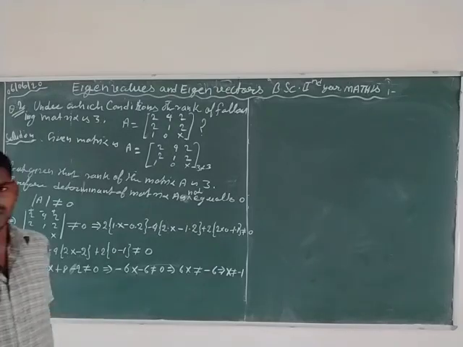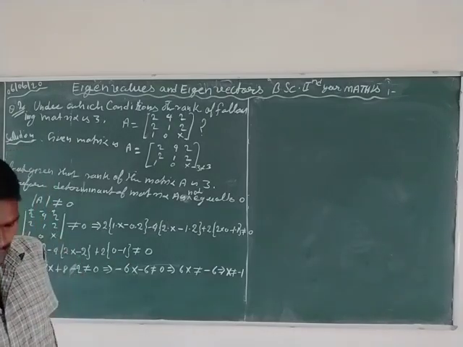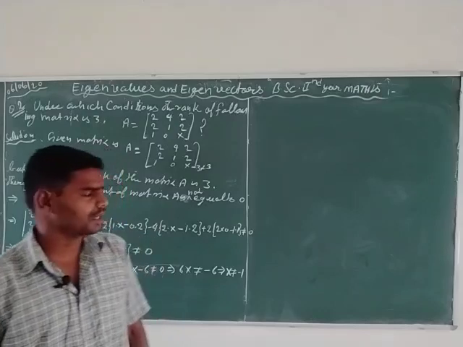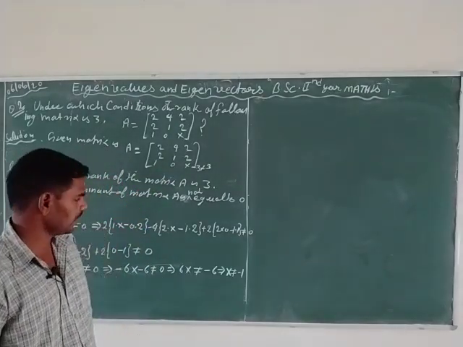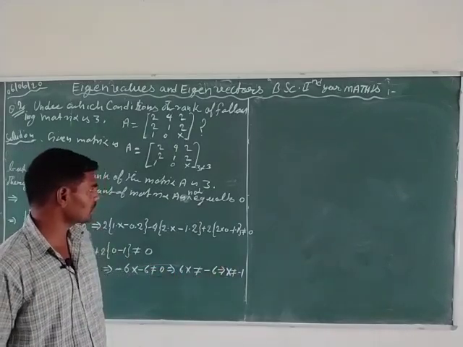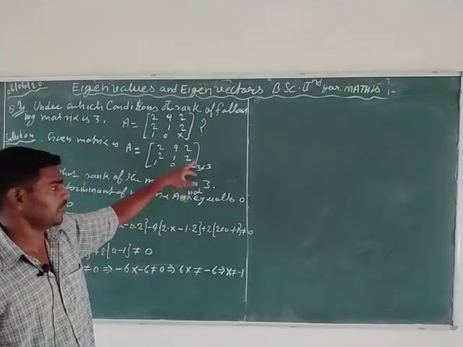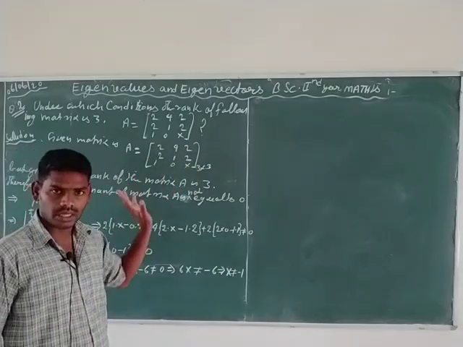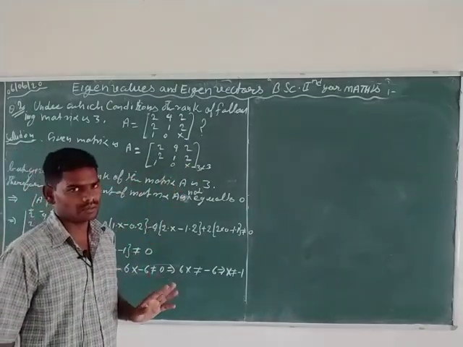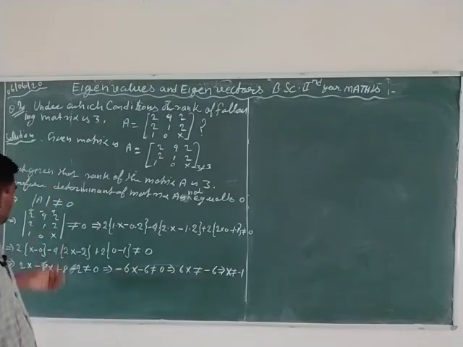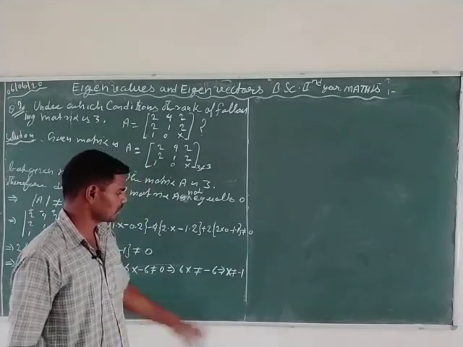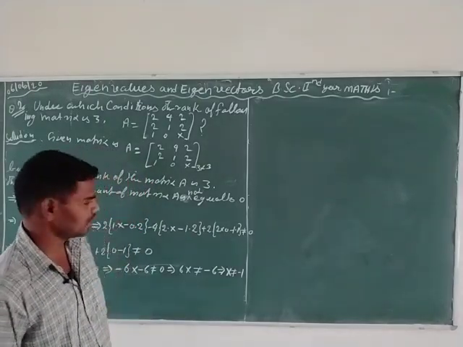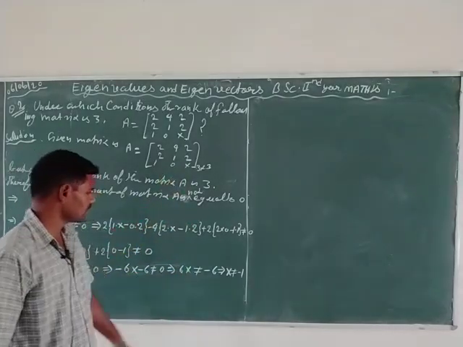So for this value of x, if x is not equal to minus 1, then the rank of the given matrix capital A will be 3. If we put x equal to minus 1 in the given matrix, then the rank of this matrix is not equal to 3, because in this condition the determinant of A is equal to 0. So it is clear that the value of x should be not equal to minus 1 for the rank of the given matrix to be 3.